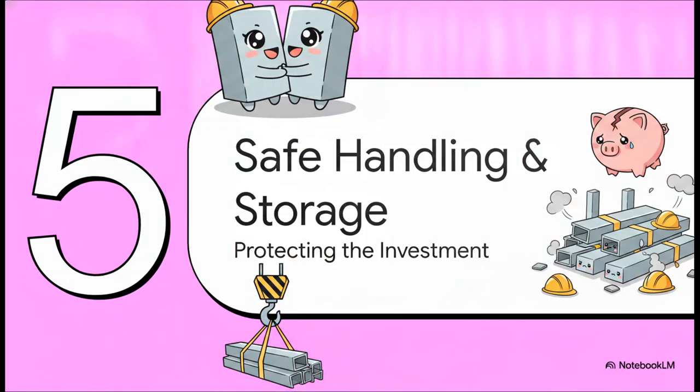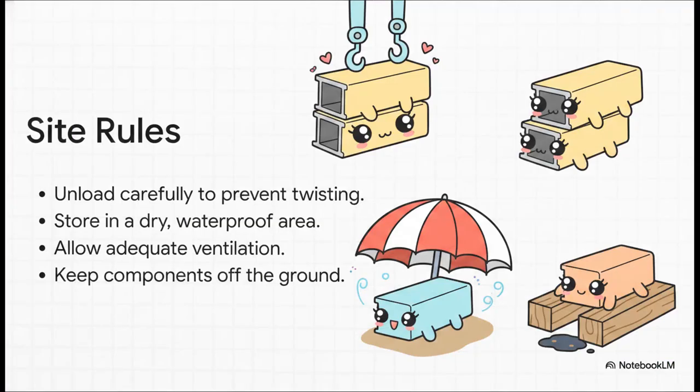Which brings us to our final section, Part 5, Safe Handling and Storage, Protecting the Investment. You know, you can buy the most brilliantly engineered 550 megapascal steel on the market, but if it's mistreated on a chaotic construction site before it's even installed, your investment is already compromised. Let's walk through the non-negotiable site rules. First, you absolutely must exercise extreme care in unloading and stacking to prevent twisting or deep scratching, which can damage that crucial zinc coating. Second, keep it dry.